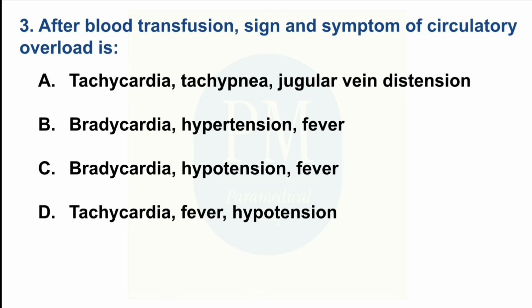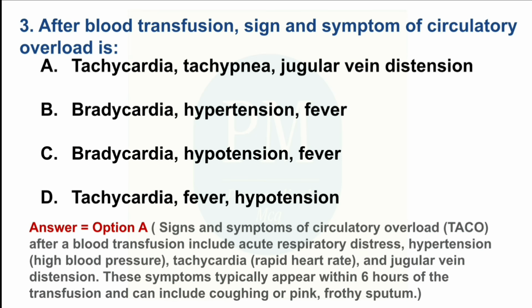After blood transfusion, sign and symptom of circulatory overload is option A, tachycardia, tachypnea, jugular vein distension. Option B, bradycardia, hypertension, fever. Option C, bradycardia, hypotension, fever. Option D, tachycardia, fever, hypotension. The correct option is option A, tachycardia, tachypnea, jugular vein distension.